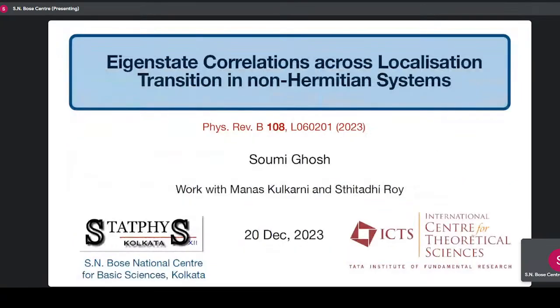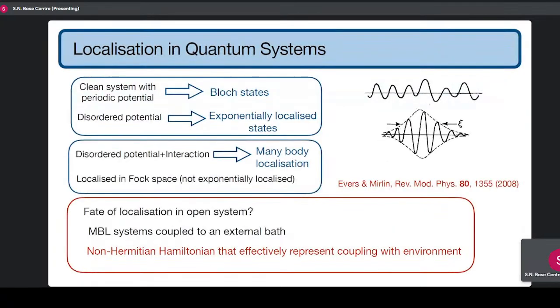So I'll be talking about eigenvector correlations and localization in non-Hermitian systems. To start with, let's talk about localization. We know that in a clean system, all eigenstates are Bloch states, which are extended across the lattice.